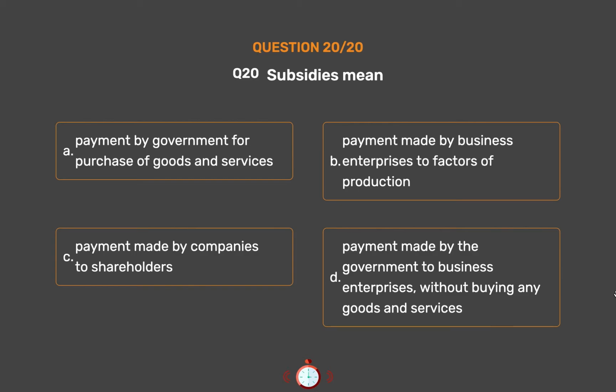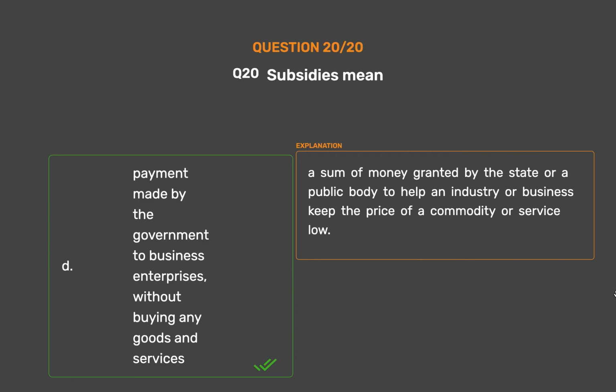The correct answer is Option D, Payment made by the government to business enterprises without buying any goods and services. A subsidy is a sum of money granted by the state or a public body to help an industry or business keep the price of a commodity or service low.